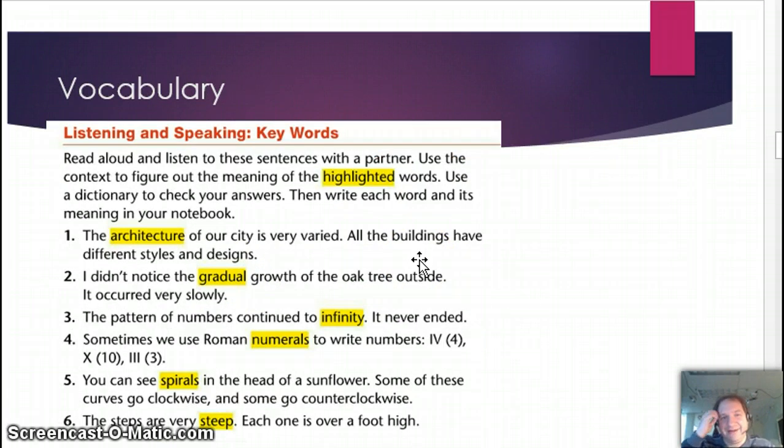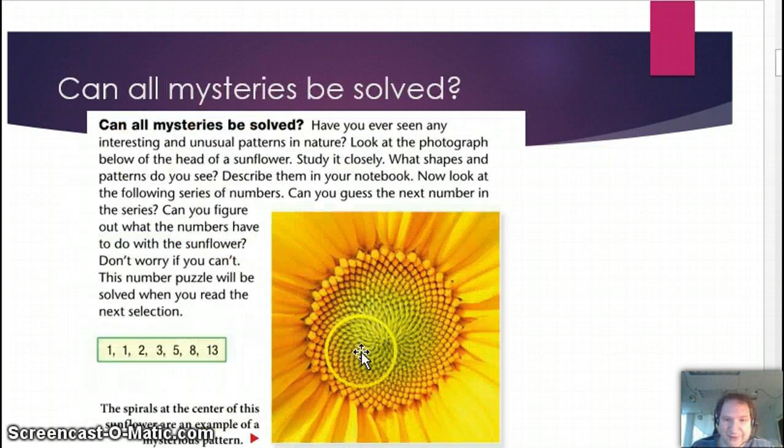First, some vocabulary. Architecture: the way houses are built. Gradual: slowly. Infinity: never ends. Numerals: numbers. Spirals. That's kind of what we have here. Follow one trail of these. It's spirals, spirals, spirals.